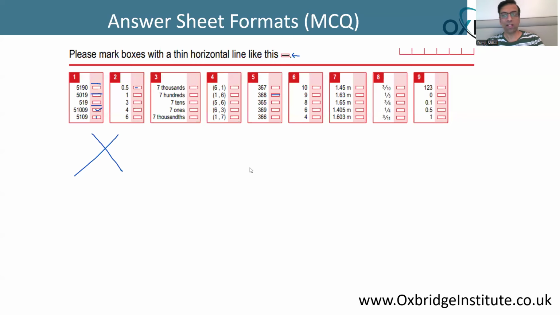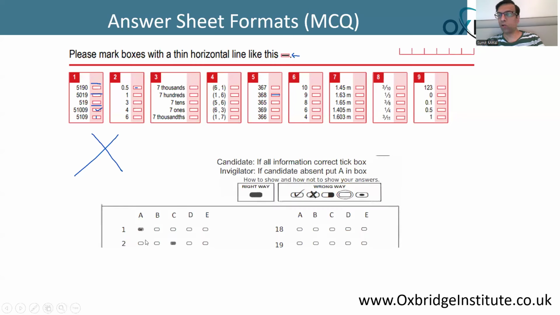The second format you could come across is where you have these ovals. This is a sample sheet taken from the Sutton Consortium exam, so in case your child is sitting for that, you might come across these. Now the right way has been shown here. You need to fill the oval like this, and the wrong ways have been shown as well.